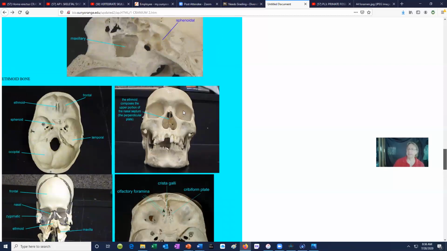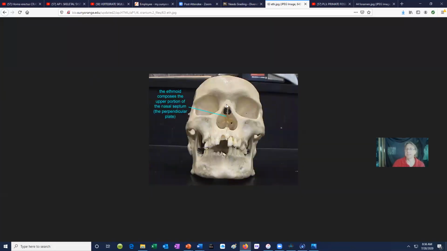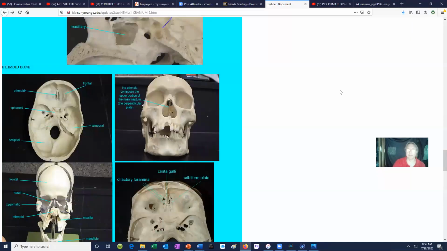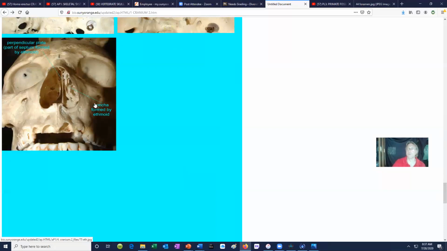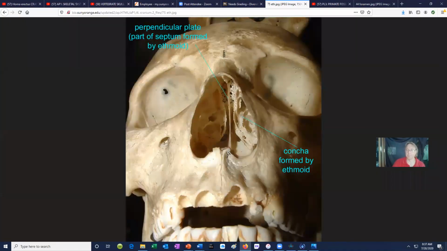You can also see the ethmoid from a few other views. Notice there is a septum, which splits the nasal cavity into two. We have this nasal septum, and the nasal septum is composed of two bones. There's the vomer of the face, which I'll mention later, but the superior portion is made up of the ethmoid bone, and particularly the perpendicular plate of the ethmoid bone. So the ethmoid bone composes part of the nasal septum.